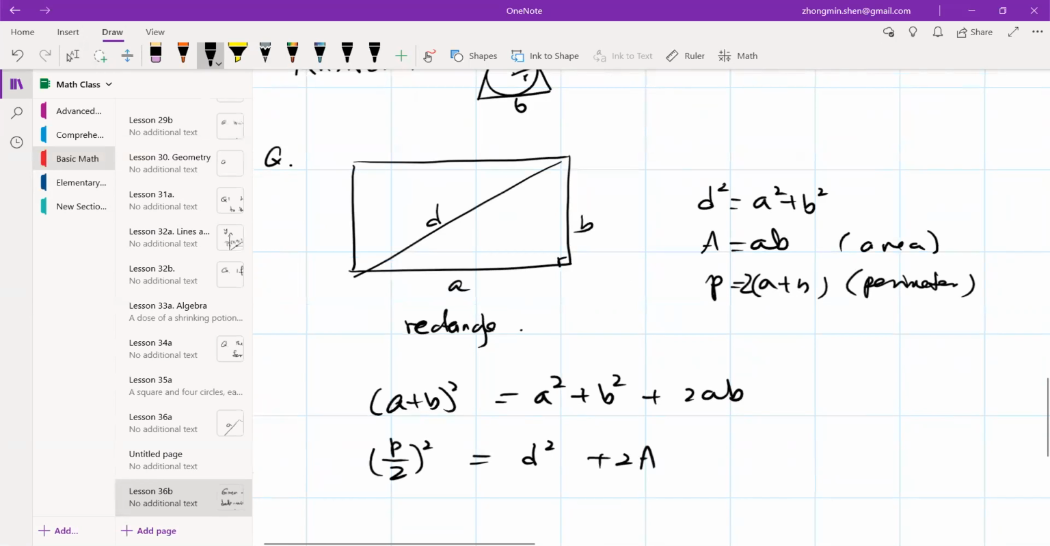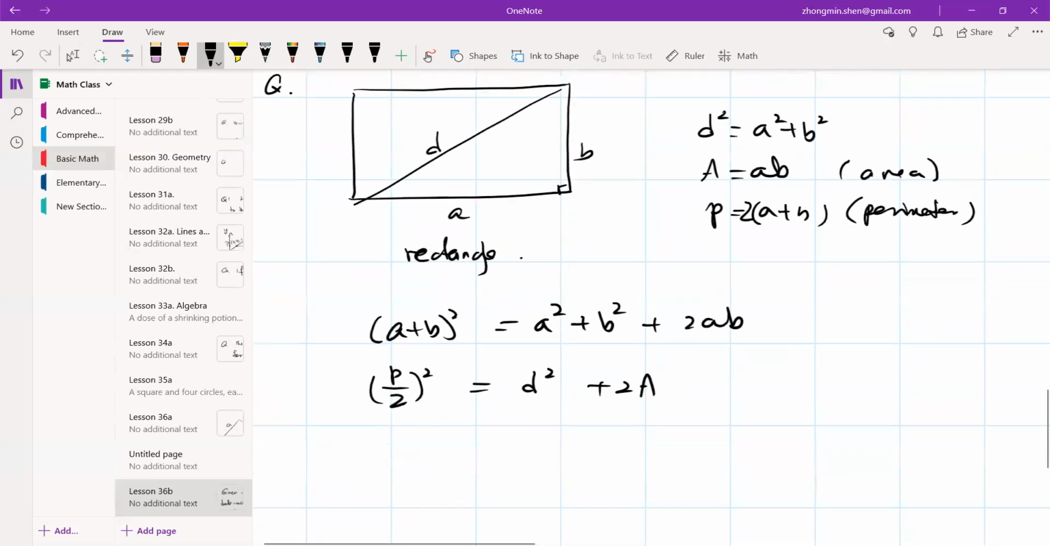So there's a relationship among those 3 quantities. If you know the length of the diagonal and the perimeter, you can determine the area. But if you know the area and the perimeter, you can determine the length of the diagonal. You don't need to know the exact dimensions of the rectangle.